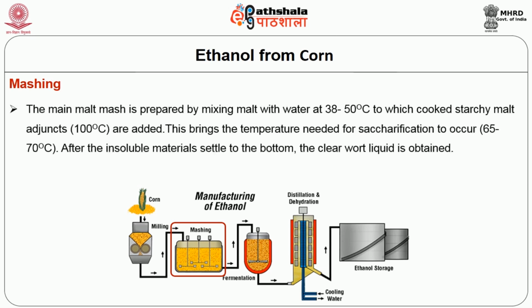The main malt mash is prepared by mixing malt with water at 38 to 50 degrees centigrade, to which cooked starchy malt adjuncts are added, that's approximately 100 degrees centigrade. And this brings the temperature needed for saccharification to occur, which is in the range of 65 to 70 degrees centigrade. After the insoluble materials settle to the bottom, the clear wort liquid is obtained.